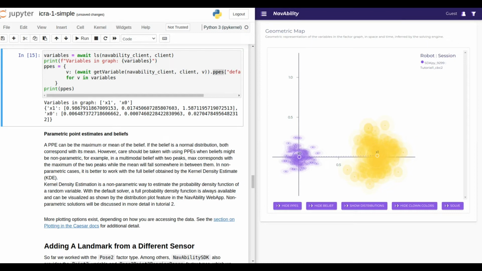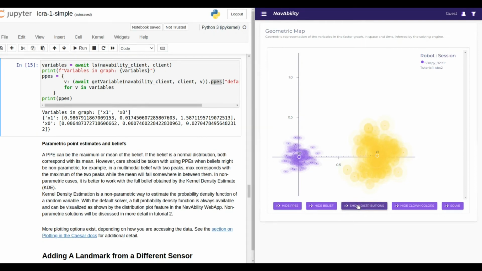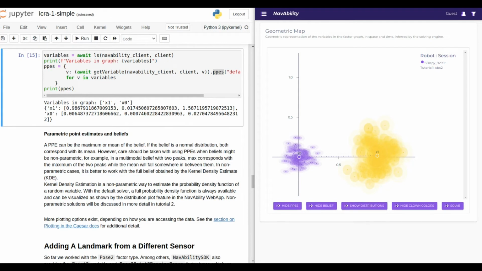Kernel density estimation is a non-parametric way to estimate the probability density function of a random variable. With the default solver, a full probability density function is always available and can be visualized as shown by the distribution plot feature in the NavAbility web app. Non-parametric solutions will be discussed in more detail in tutorial 2.